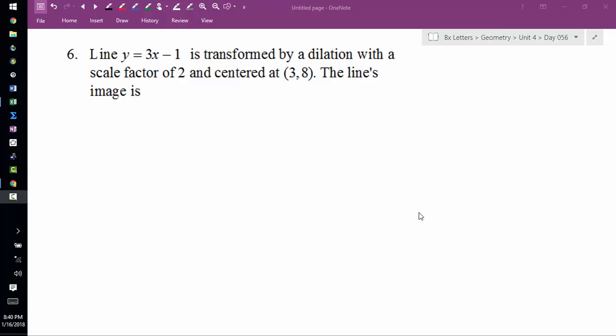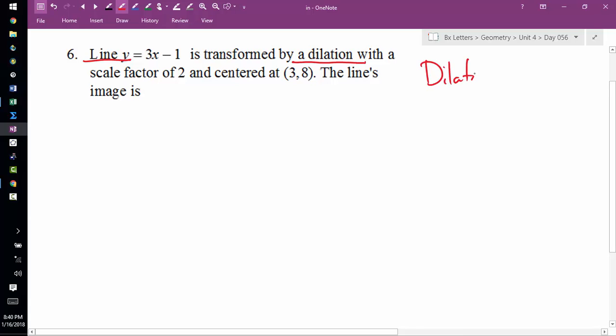Problem 6 is the other kind of dilation of a line. So here we have a line, and it's telling me it is dilated. So when you see those buzzwords, dilation of a line, as I was talking about in problem 5, it could be one of two ways. It could be about the origin, which when I read this, yeah, okay, I got a scale factor of 2.